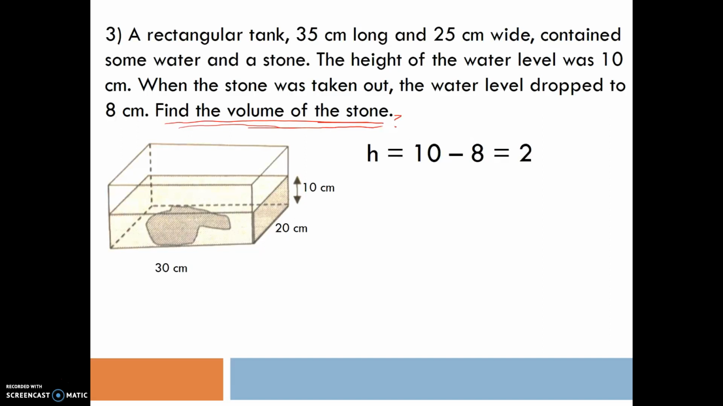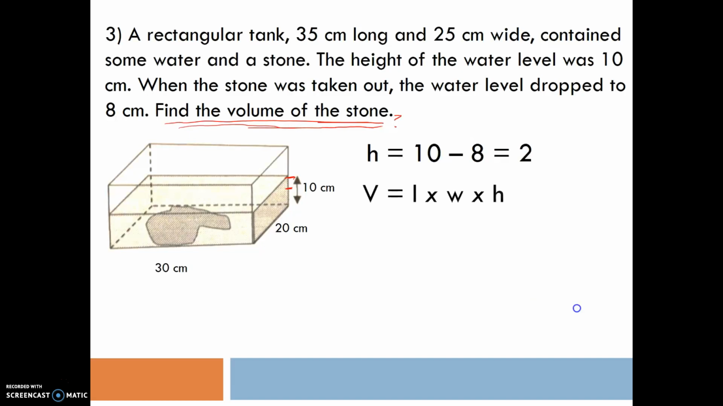So what we're going to do is we're going to take the difference in height. So we started with 10 centimeters, and when we took the stone out, the water level dropped to 8 centimeters. And we can take that difference in height and put it into our volume equation and find the volume of that stone. Okay, so let's do that.